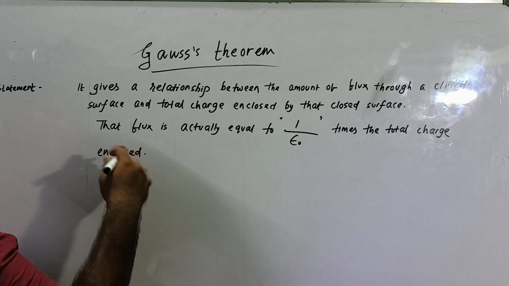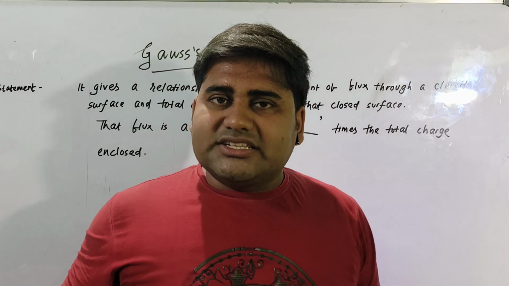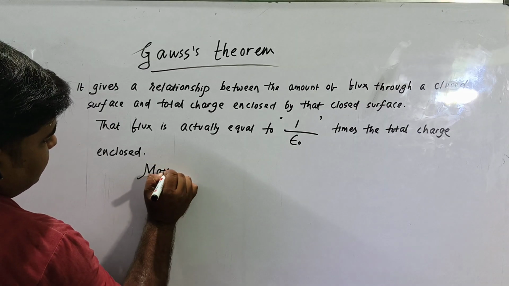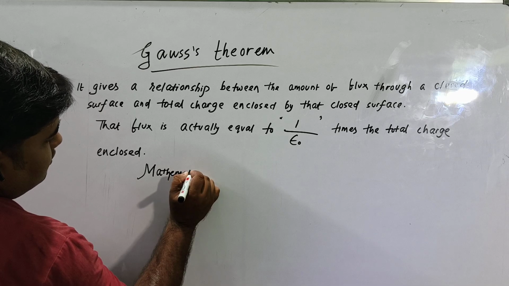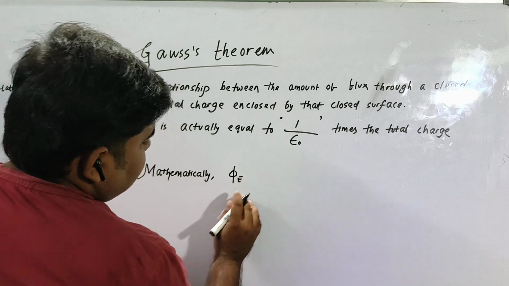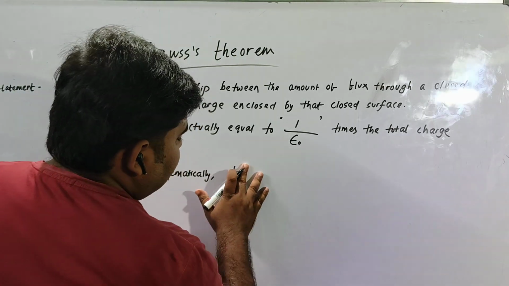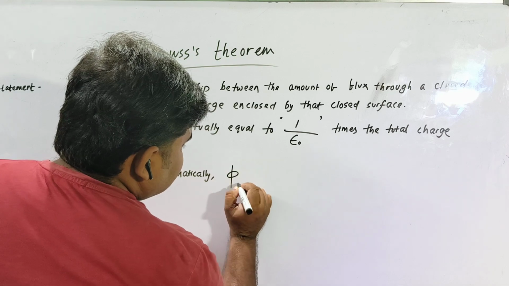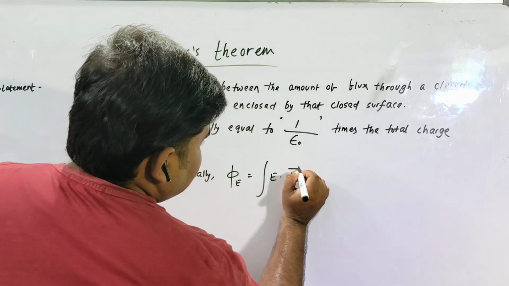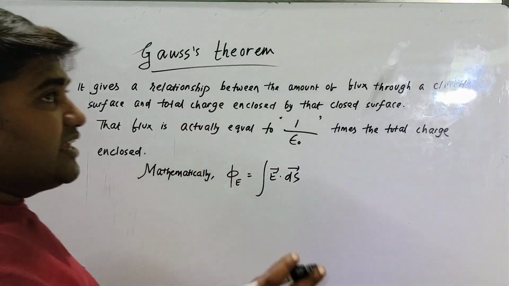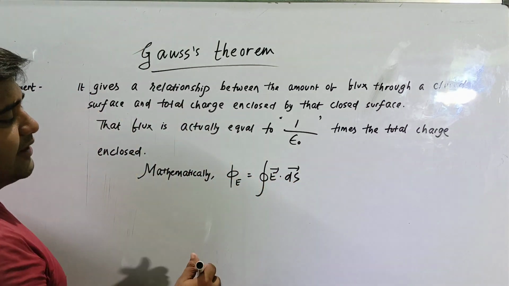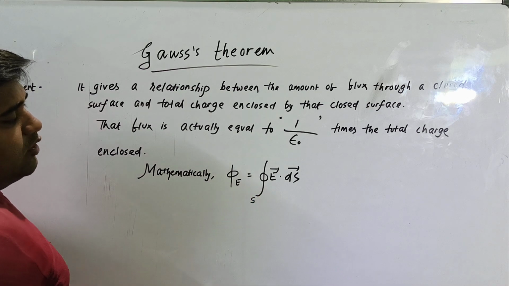So this flux is actually equal to 1 by epsilon naught times the total charge enclosed. Mathematically you can write: phi E, since it is electric flux, so you need to write an E as subscript. Phi is equal to, as you know, the closed integral of E dot ds. E is the vector field, ds is the elemental area, and it is closed, so you put a ring on the integral, or you may write S below the integral.